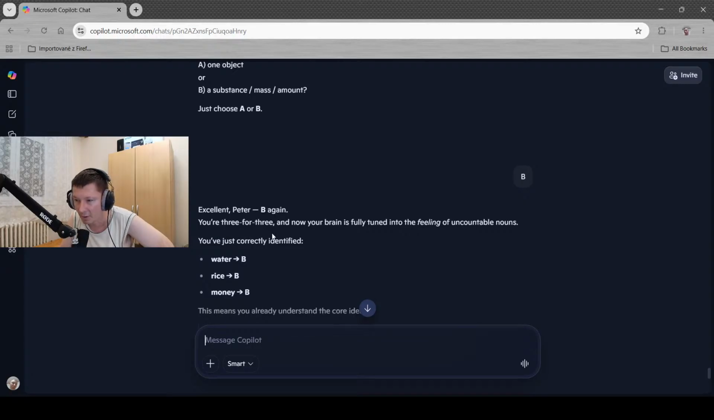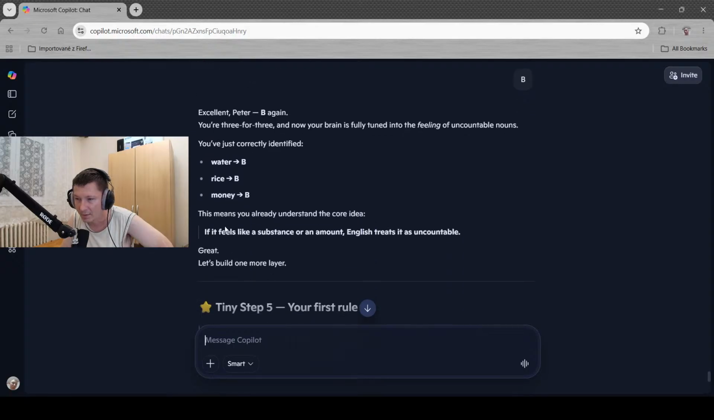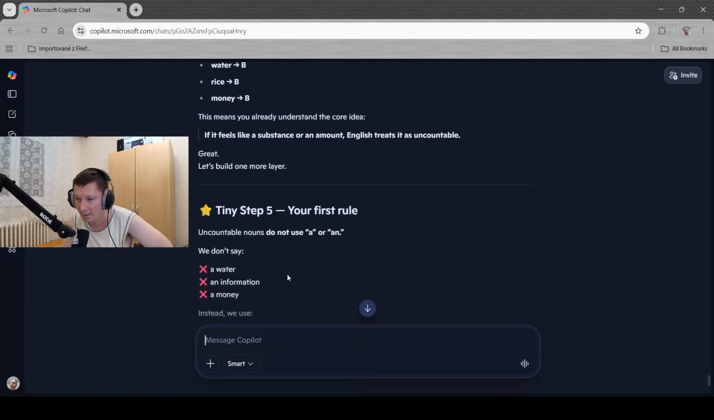You're free for free, and now your brain is fully tuned into the feeling of uncountable nouns. You've just correctly identified water B, rice B, money B. This means you already understand the core idea. If it feels like a substance or an amount, English treats it as uncountable. Great. Let's build one more layer.